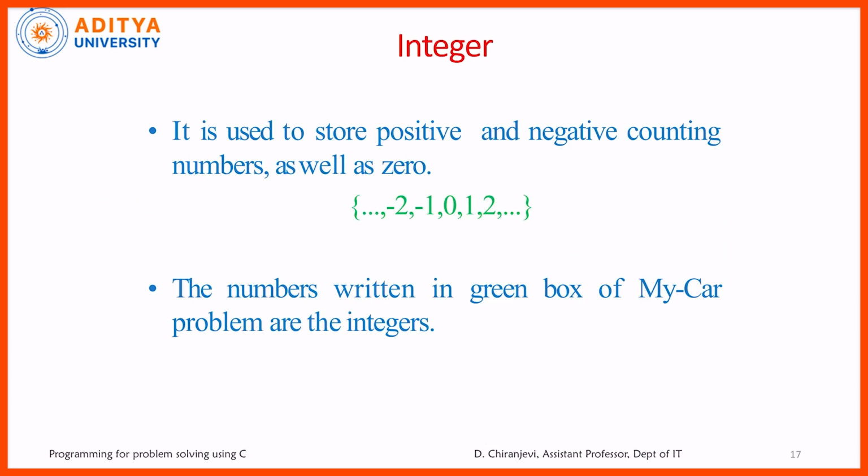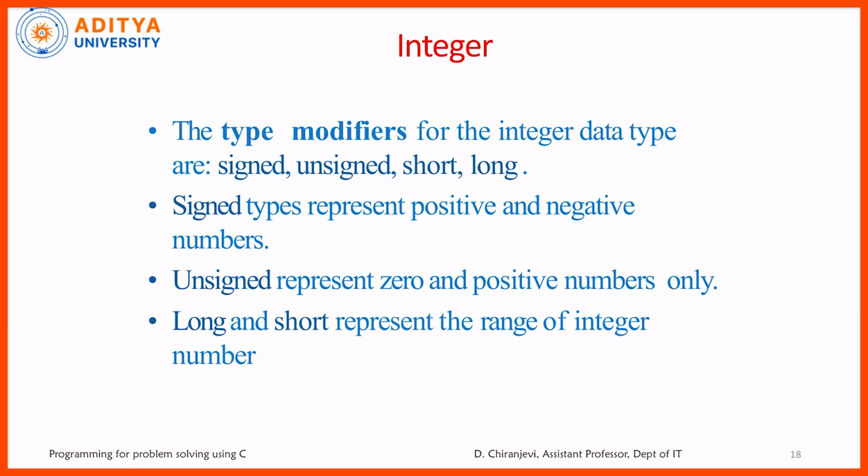Now integer. Any positive or negative numbers as well as 0, you can call them integers. The examples are here: -2, -1, or any number with minus, or any number which is positive, or a 0, you can consider them as an integer. Now the type modifiers of integers are signed integer, unsigned integer, short integer, and long integer. So the signed type represents positive and negative numbers only, and if you consider 0 and positive numbers, then they will be known as unsigned integer. And long and short are the range of integers.